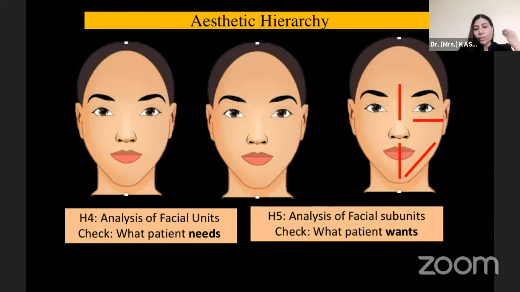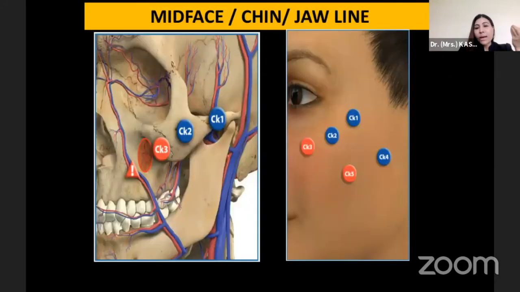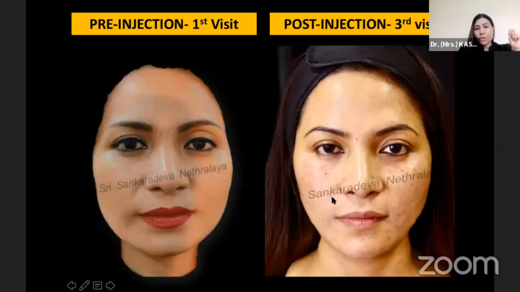So once we have talked about hierarchy 1, 2, and 3, now hierarchy 4 is what the patient needs and what the patient wants. Most patients basically want slimming of the face, and that is best done by the mid-face filler. Those were the points which I already mentioned. CK1 being the zygomatic arch, CK2 being the zygomatic eminence, CK3 being the actual cheek point, CK4 is the parotid, and this is the buccal point which we usually give for the HIV patient.